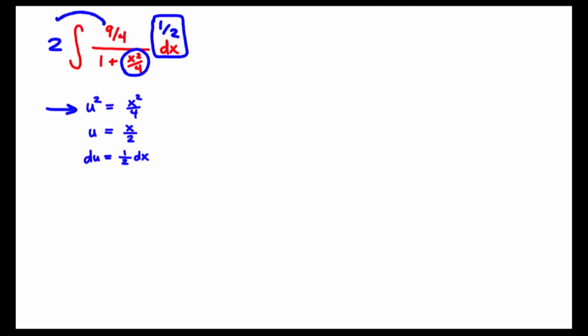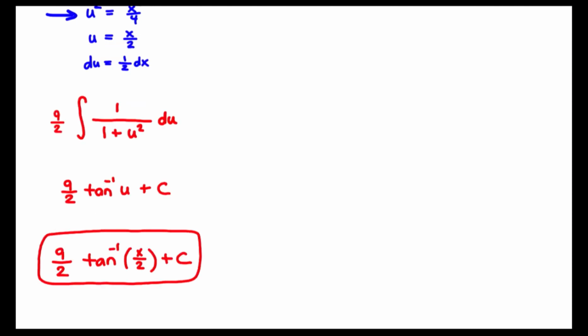The 9/4 will come out. Doubling that will make a 9/2. And now it looks exactly the way we want it to. The answer is going to be 9/2 arctan of u plus c. Of course, we want to put the u back in, which is x over 2. So it's 9/2 arctan of 1/2 x plus c. That'll be the final answer.